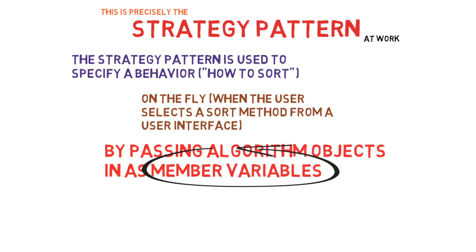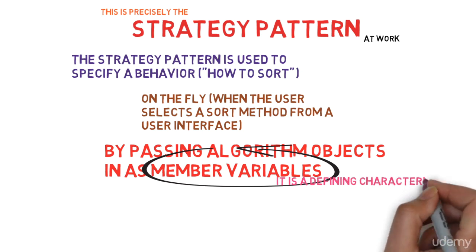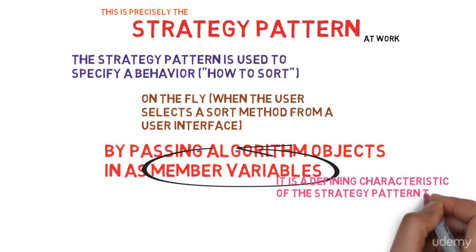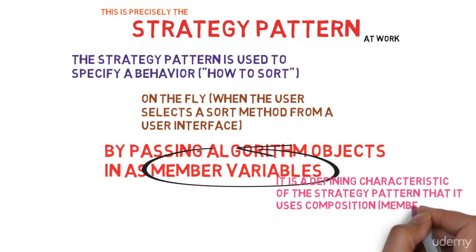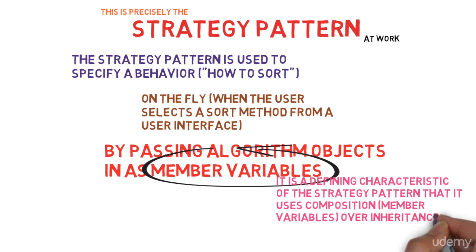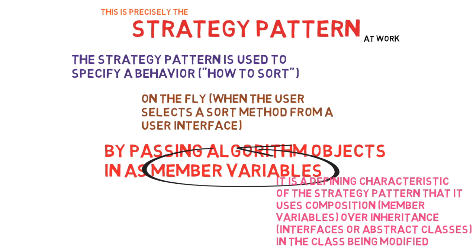This is important to understand and internalize. The algorithm objects are passed as member variables into a function which allows us to sort. It's a defining characteristic of the strategy pattern that it uses composition, the use of member variables, to specify the strategy rather than inheritance. We could have simply created a list and created a whole bunch of inherited classes with different strategies. However, the strategy pattern prefers composition because it's cleaner and easier to understand.